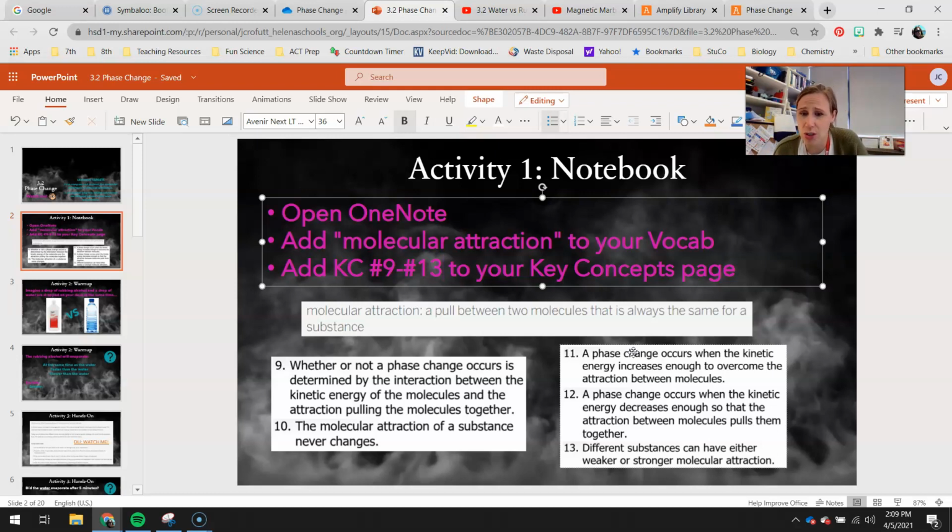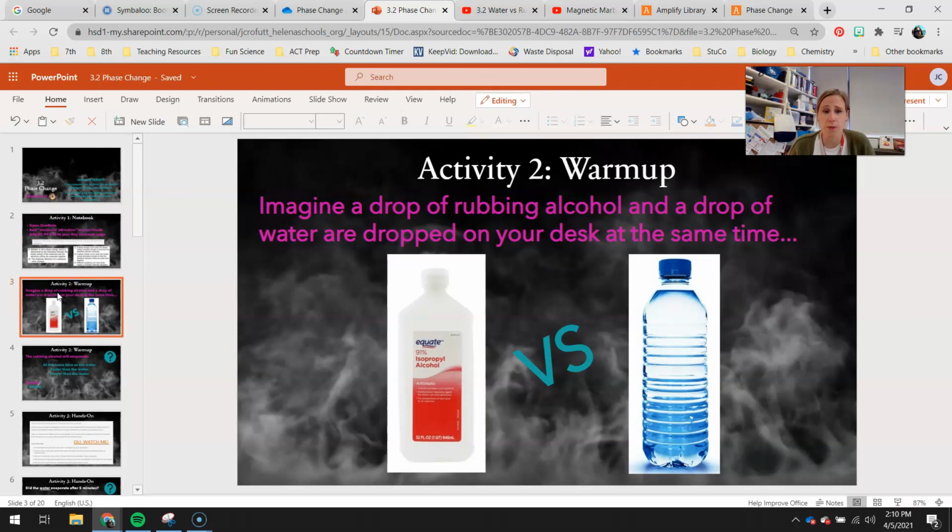12: a phase change occurs when the kinetic energy decreases enough so that the attraction between molecules pulls them together. That's really the opposite of what we just read in 11. And then finally, different substances can have weaker or stronger molecular attraction, and that's really the key to all of this: because we have different substances and their molecules behave differently, that's where this attraction is coming from.